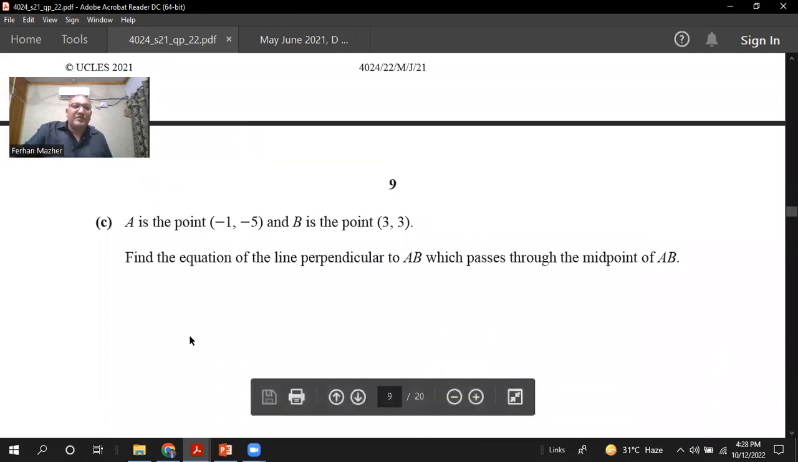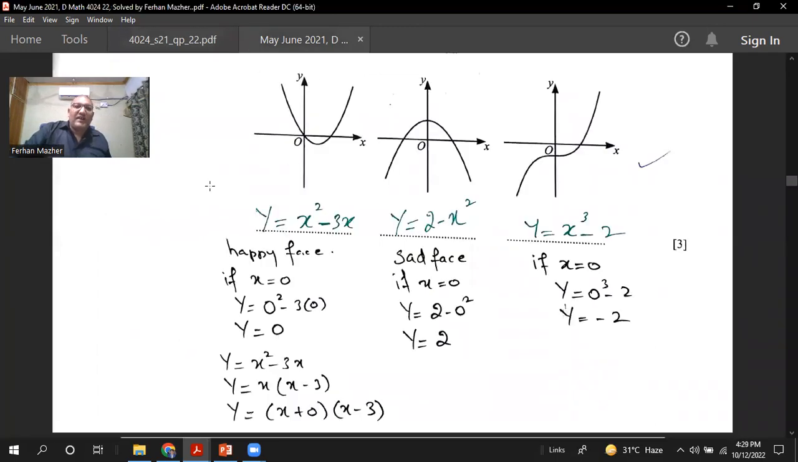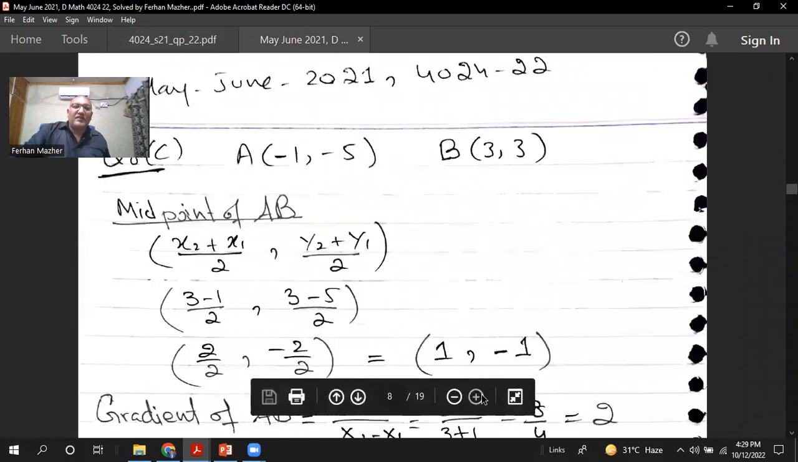It says A is the point (-1, -5) and B is the point (3, 3). Find the equation of the line perpendicular to AB which passes through the midpoint of AB. Okay, so first of all, I will find the midpoint of AB.